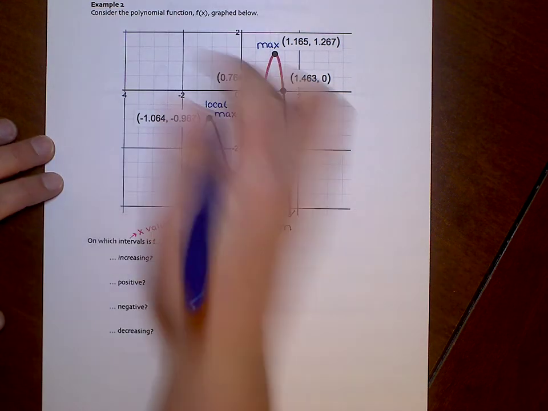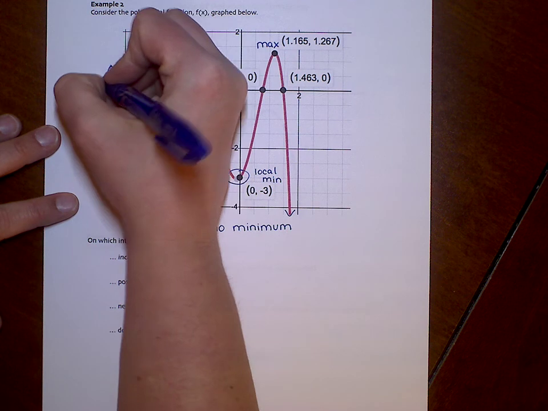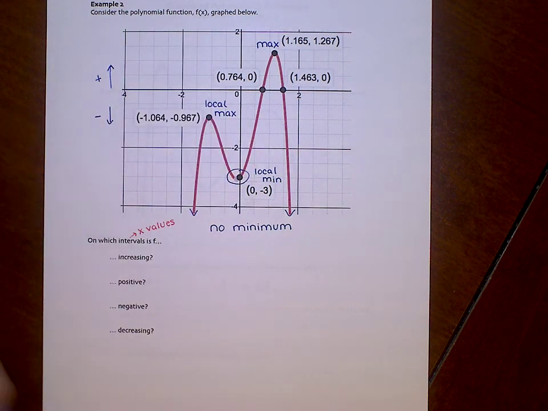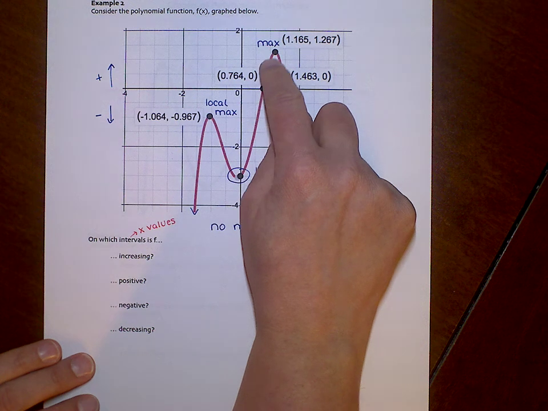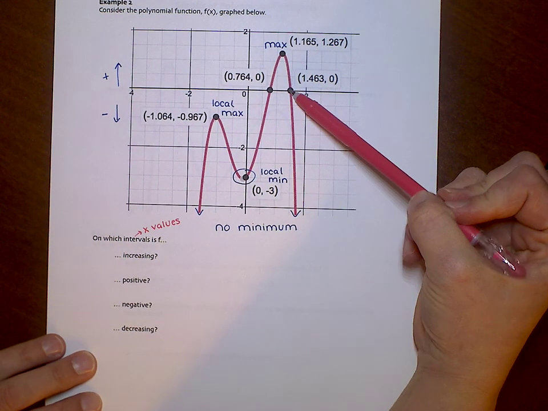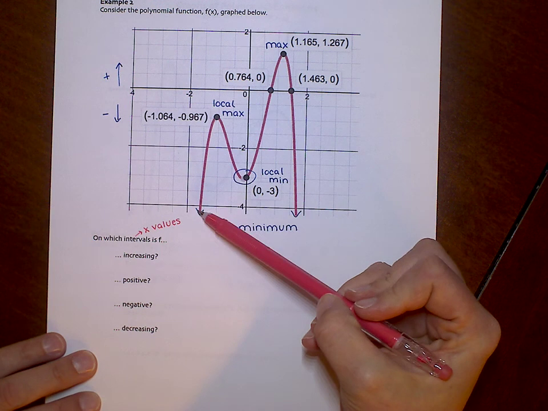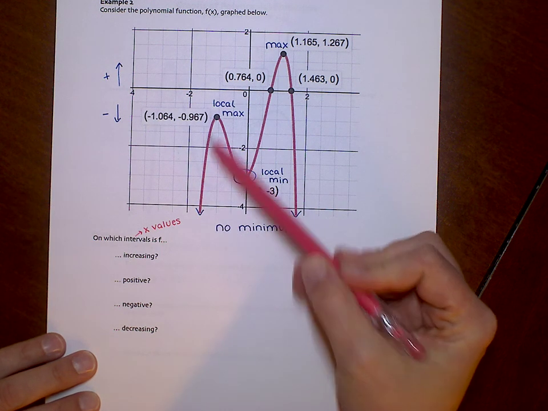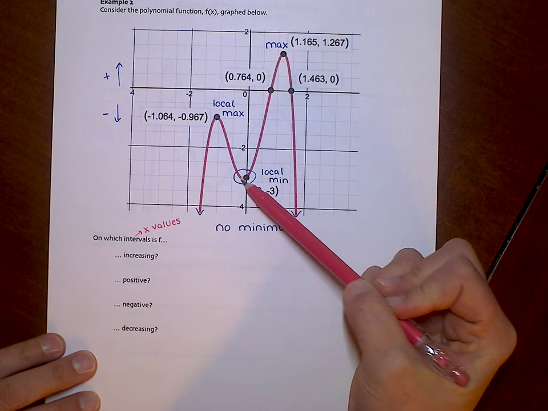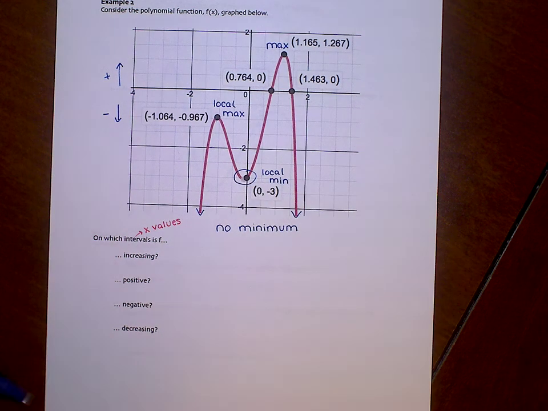So if this is my x-axis here, anytime it's up here, we would say it's positive, and anytime it's down here, we say it's negative. You can be positive and be increasing, or you could be positive and be decreasing, which is what you see here. You can be negative, which is all this down here, and be increasing, or you can be negative and be decreasing. Okay? So all of those things are possibilities here.